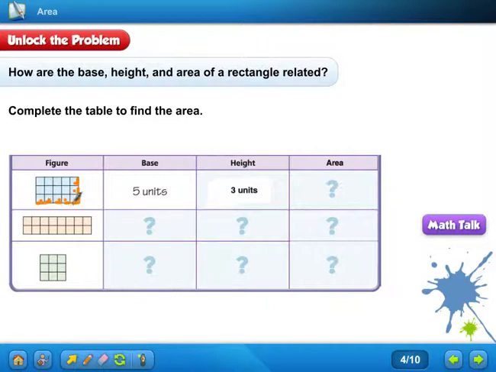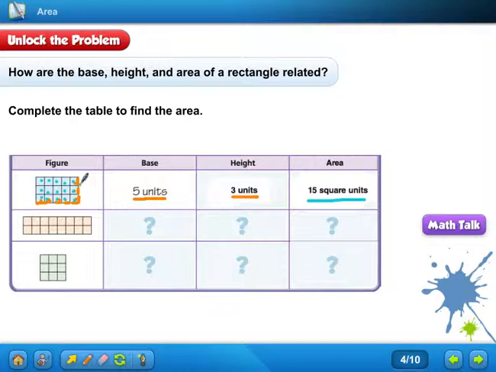So 1, 2, 3, 4, 5. 5 units for the base, by 3 units for the height. And then the area is 15 square units. So let's look. If we counted all of these, 1, 2, 3, 4, 5, 6, 7, 8, 9, 10, 11, 12, 13, 14, 15, we get 15 square units. There's 15 squares in that figure.